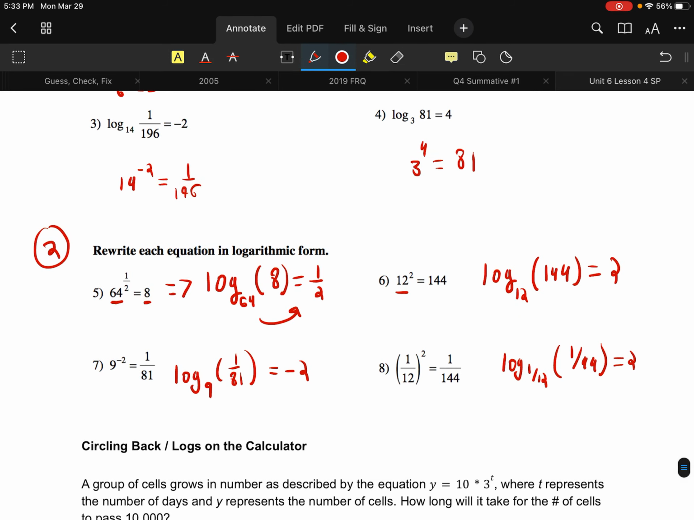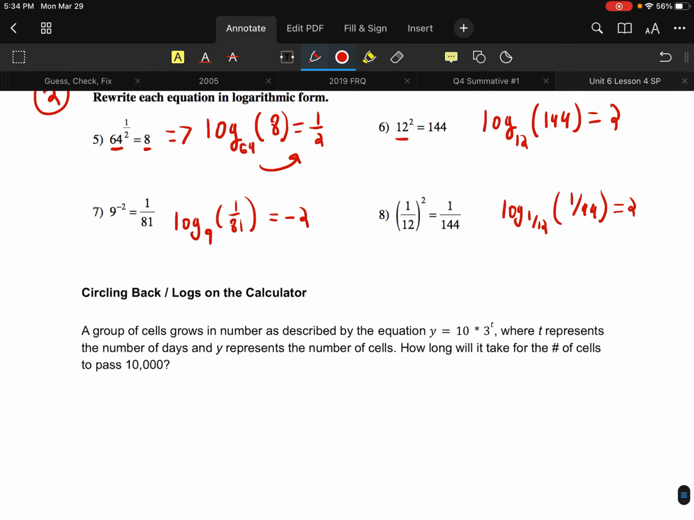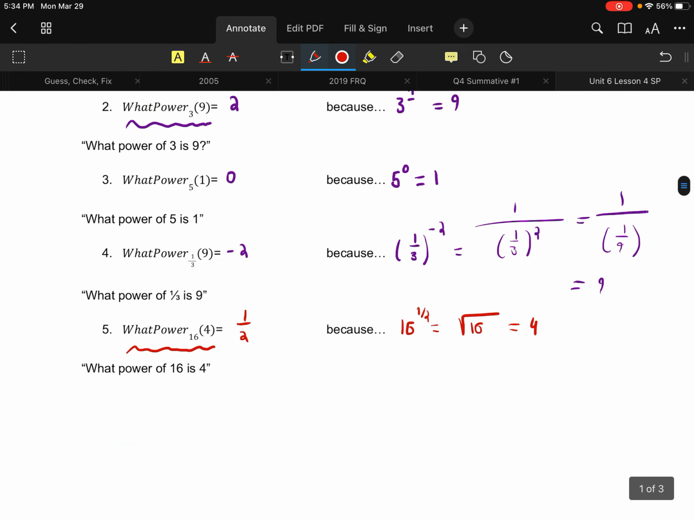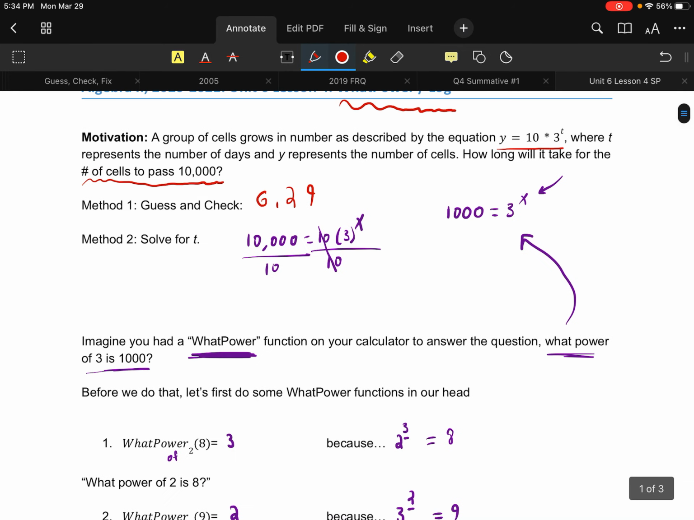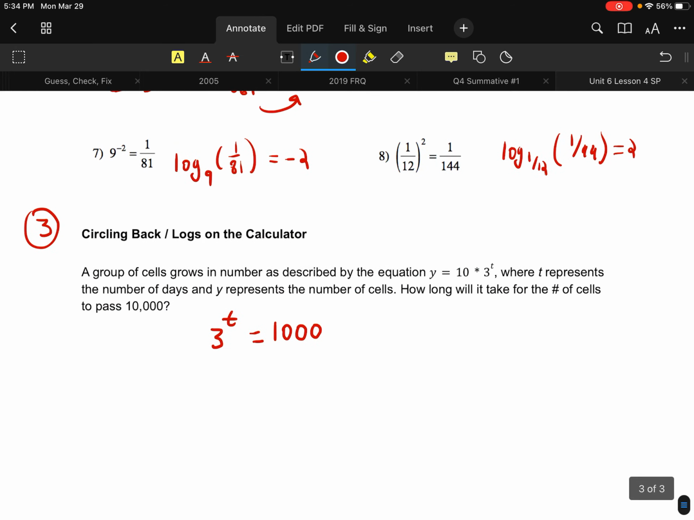So translating these. And here's a quick preview, and this is the finish here today. Flashing back to the original reason we did this, we said we want to know 3 to what power is 1,000. If we go way back to the first problem, that was where we got stuck. We solved for it until we got to that point. So here's what it turns out. Your calculator has logarithmic functions built into it.